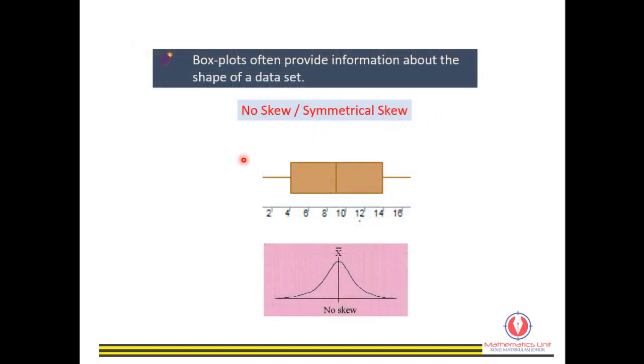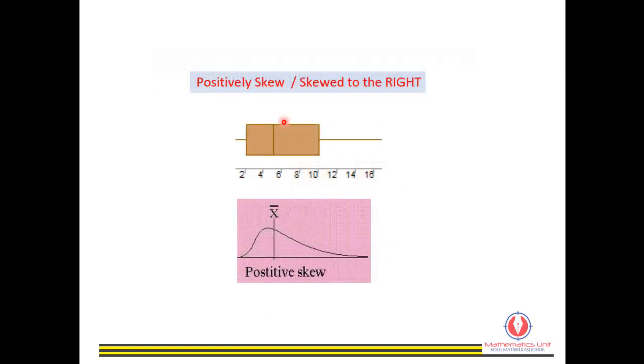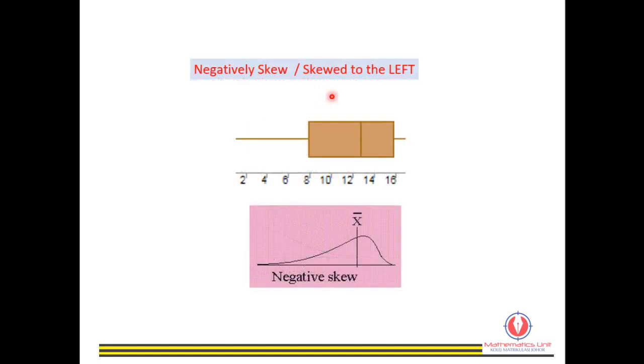From the box and whisker, we can find information about the shape of the data. If you get a box and whisker like this, the information is no skew, or symmetrical. If you get a box and whisker like this, where the right box is larger compared to the left box, the distribution is skewed to the right, or positively skewed. But if you get one where the left box is larger compared to the right box, the distribution is negatively skewed, or skewed to the left.